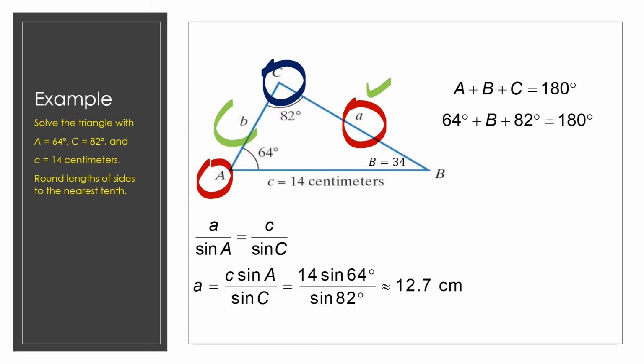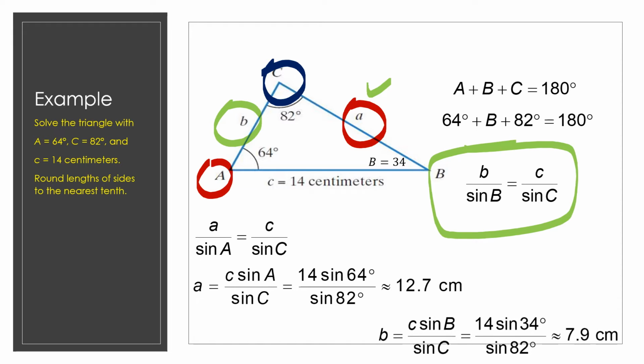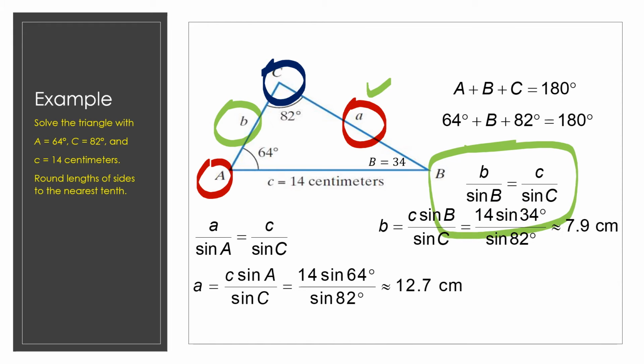Now we have a, we need to find b. So we're going to use another sine rule: b over sine B equals small c over sine C. Cross multiply and solve for b. b turned out to be 7.9. So again, these are two proportions. We can cross multiply and divide. We solve for b. b is 7.9.